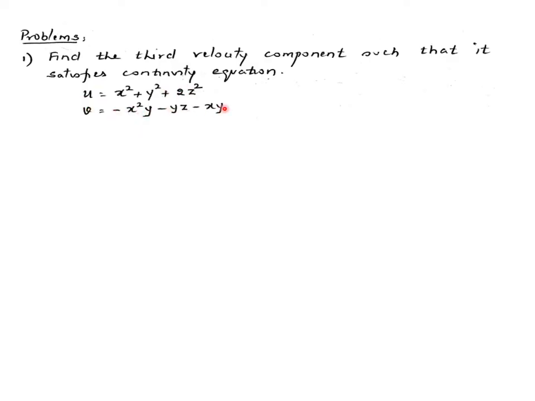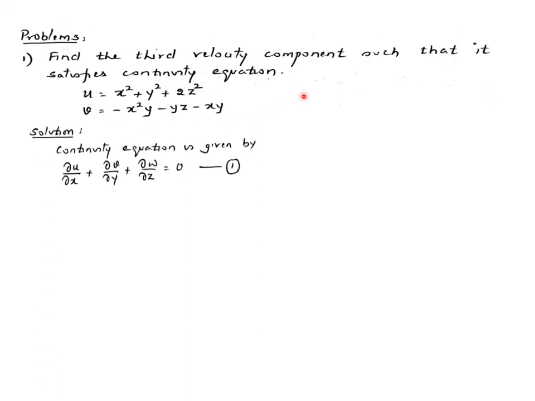Since it is a three-dimensional problem, we have to use the three-dimensional continuity equation, that is dou u by dou x plus dou v by dou y plus dou w by dou z should be equal to 0. The third component is in the z direction, that is w. So the continuity equation is dou u by dou x plus dou v by dou y plus dou w by dou z equal to 0.